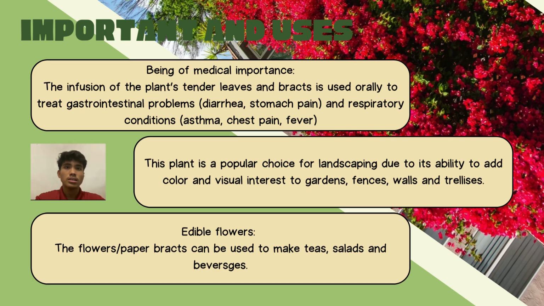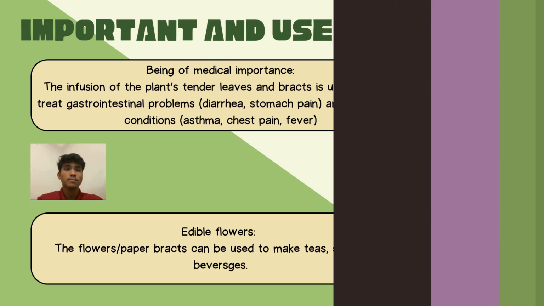Next, this plant is a popular choice for landscaping due to its ability to add color and visual interest to gardens, fences, walls, and trellises. And the last one is edible flowers. The flowers or paper bracts can be used to make teas, salads, and beverages.